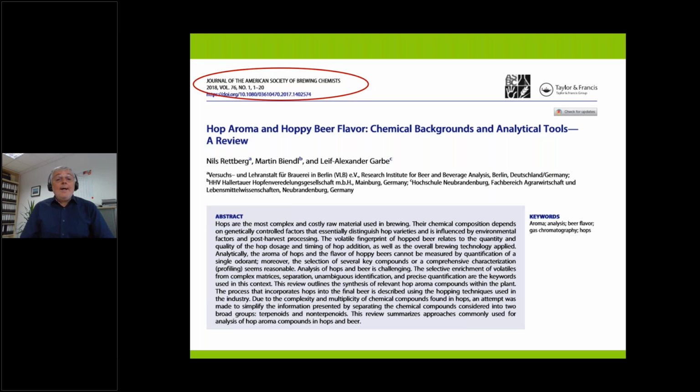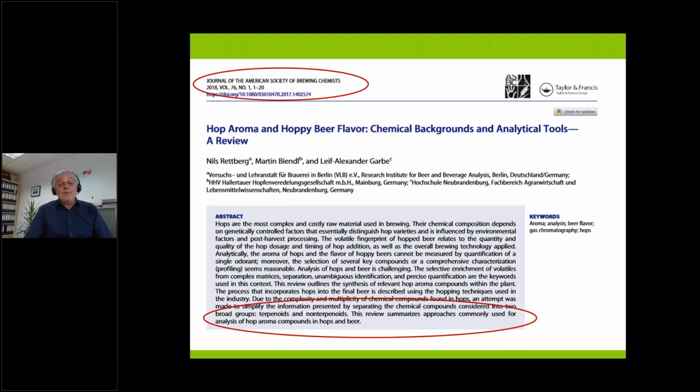In 2018, a review article was published by Niels Rødberg and Leif Alexander Garbe, and I am one of the co-authors. We have presented many different methods for hop aroma compound analysis in hops and in beer. At the end of the abstract, you see that this review summarizes approaches commonly used for analysis of hop aroma compounds in hops and beer. And there are many methods.